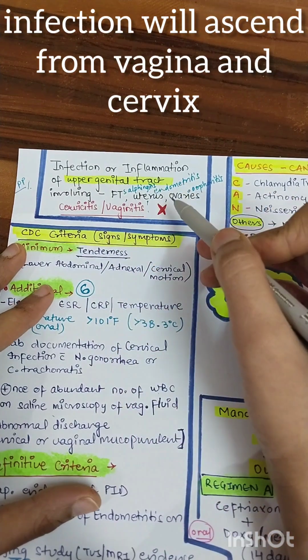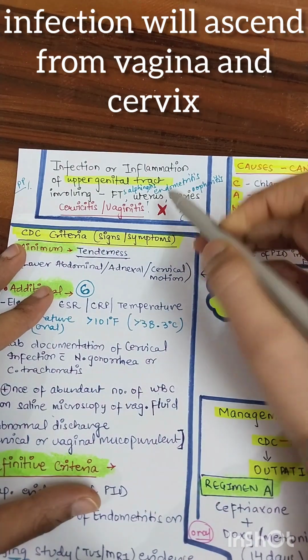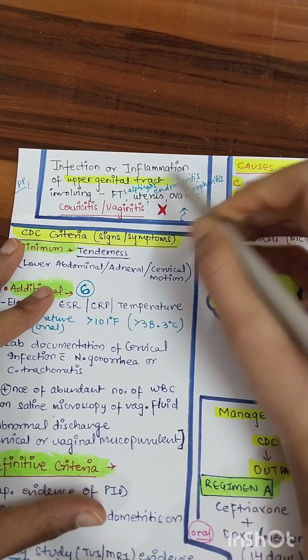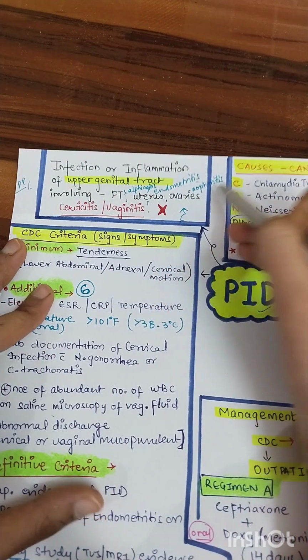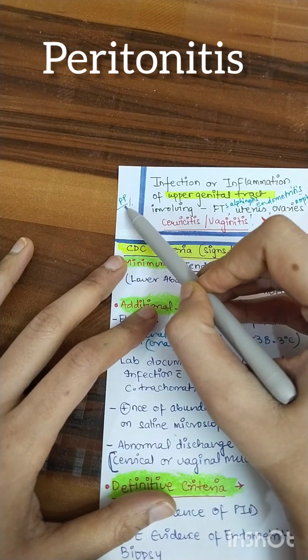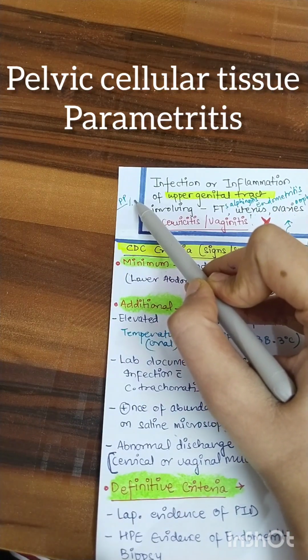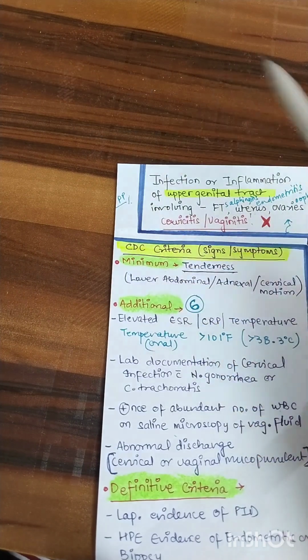So, the infection will ascend upwards from the cervix and vagina to the uterus inner lining, which is endometritis. In the fallopian tube, it is salpingitis. In the ovaries, it is oophoritis. In the pelvic peritoneum, it is pelvic peritonitis, and maybe sometimes in the pelvic cellular tissues causing parametritis.